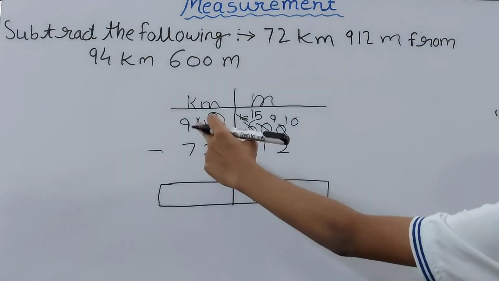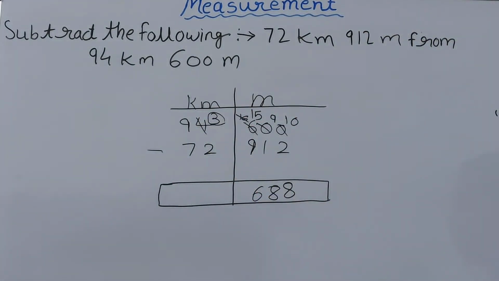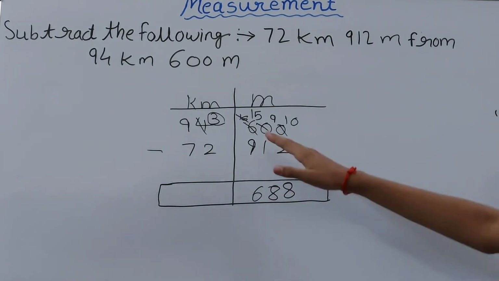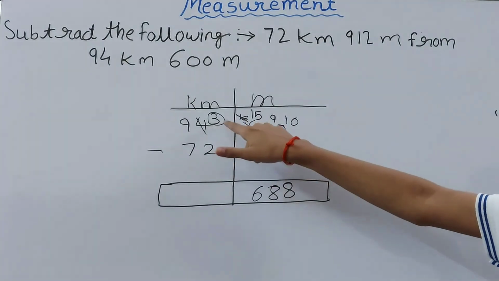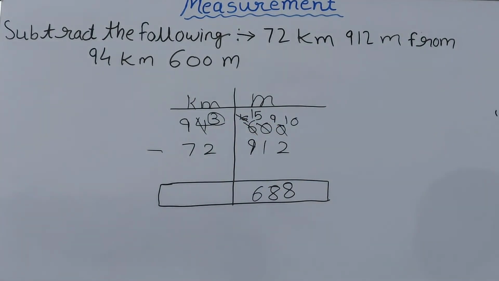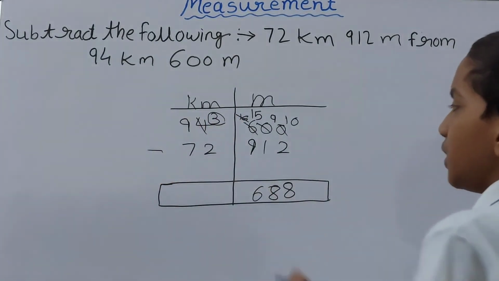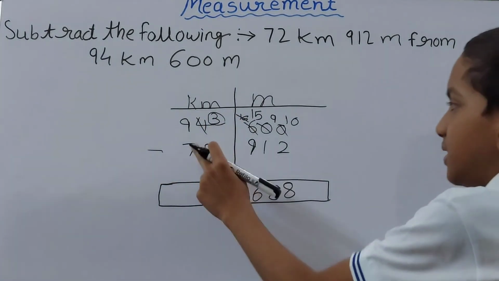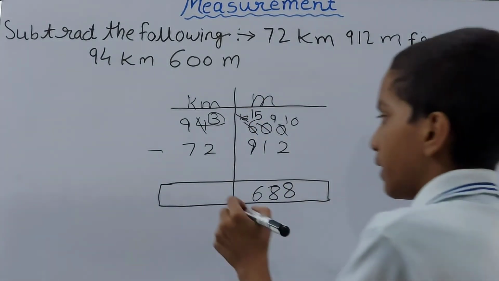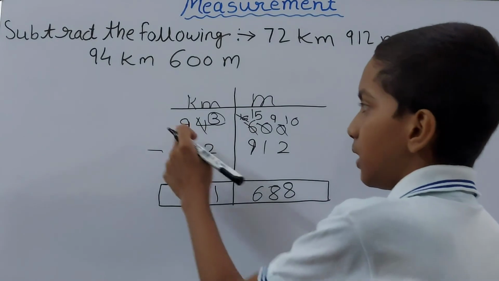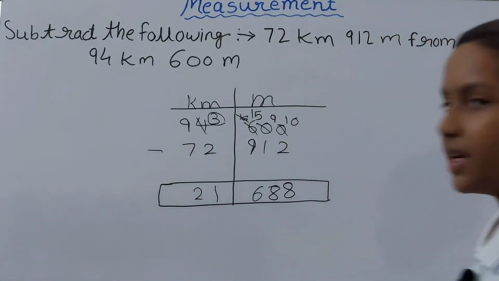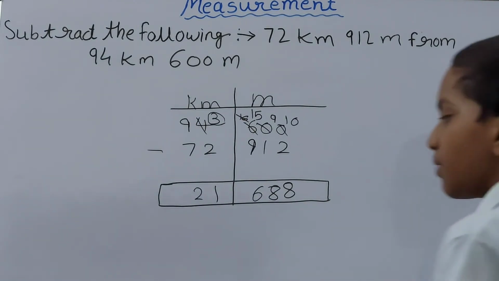So here it is 94. It was 94. But we gave 1 from 94 to 600. So this 94 will now be 93 because 94 minus 1 is 93. So that means this will be 93. And this one is 72. So let's subtract now. So 3 minus 2 is 1 and 9 minus 7 is 2. So this is 21. We have got the answer.